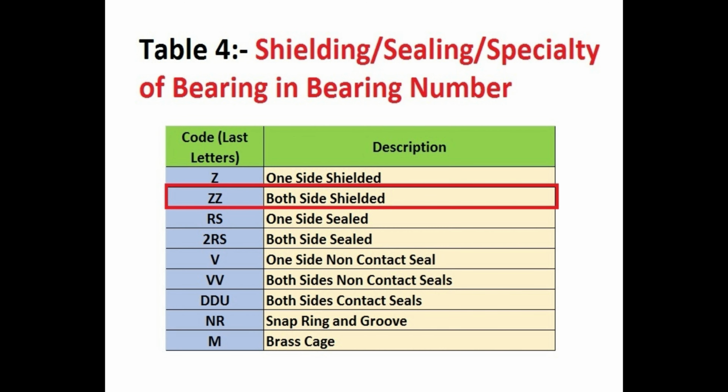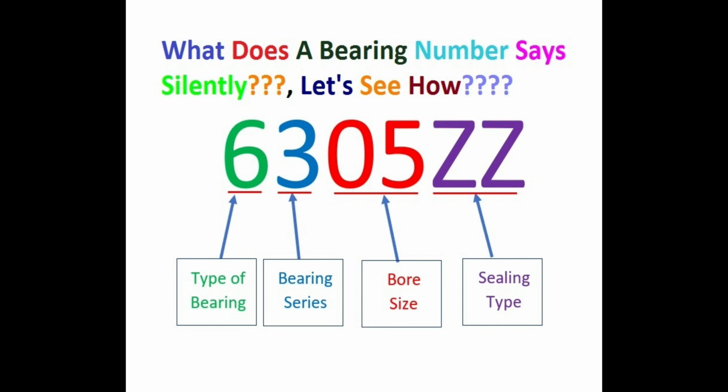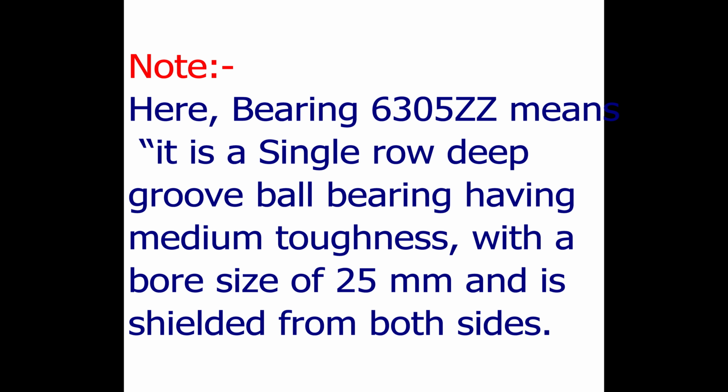Coming to the conclusion, we can now easily decode the bearing number of most bearings. Here, bearing 6305GG means it is a single row deep groove ball bearing having medium toughness with a bore size of 25 mm and is sealed from both sides.